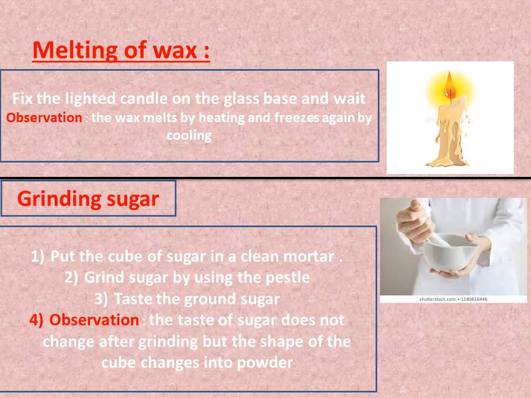So the matter changes from one state to another, but the structure of matter stays as it is. The shape changes, but the structure doesn't change. So melting of wax is a physical change.